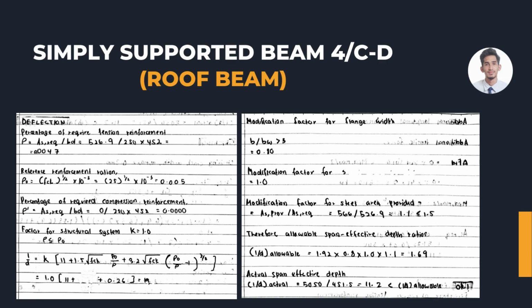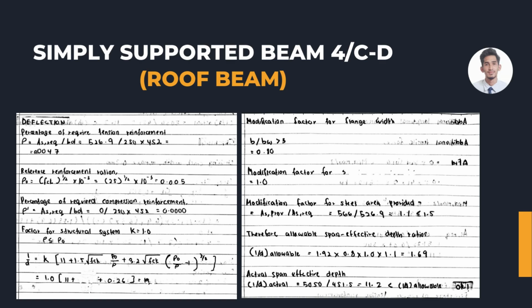So when P is less than P naught, we need to use this equation. So we get the result is 90. After that, we need to calculate the modification factor for flange width. So we use 0.8, and the modification factor for span less than 7 meter, so we use 1.0.